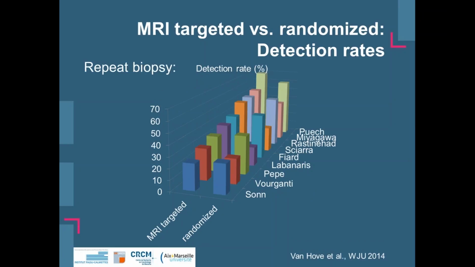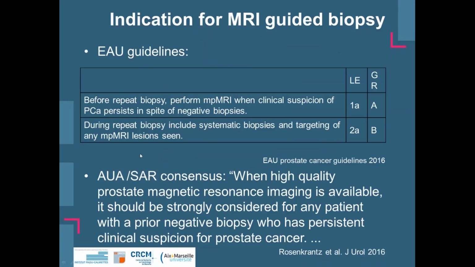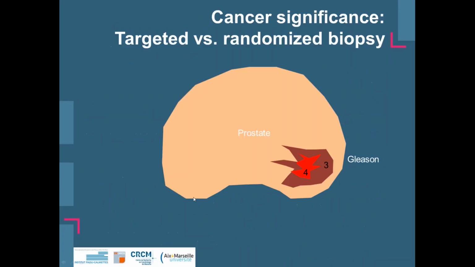In the repeat biopsy setting, the situation is completely switched. Now here, the targeted biopsy is on the left-hand side and the randomized biopsy on the right-hand side. And you see here that if you compare targeted with randomized, then you have a higher detection rate in the repeat biopsy setting. That makes sense. You did a randomized biopsy already once, and it did not work, so why should it work the second time? So change the strategy and switch to an image-guided approach, and this will then increase your detection rates. This approach is also supported by the EAU guidelines as well as the AUA and the SAR consensus recommendations. So if you have a patient with a clinical suspicion of prostate cancer despite a negative biopsy, then definitely this should be done with MR guidance if a high quality MR is available.